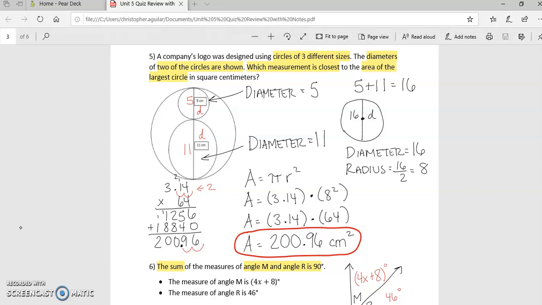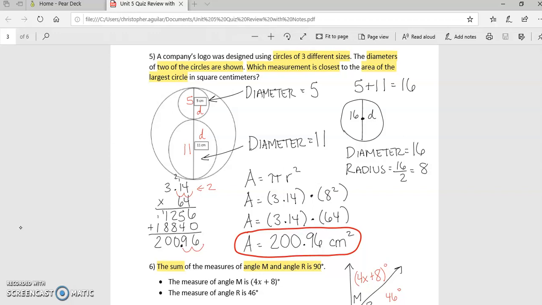So the diameter, the line running from one side to the other, is 5 centimeters for the small circle. The diameter is 11 centimeters for the medium circle. So that means if I add them together, because the line goes from one end of the big circle to the very edge of the other, 5 plus 11 would be equal to 16. So the diameter of the big circle is 16 centimeters. So that means that the radius is going to be found by dividing 16 into 2. So 16 divided by 2 is 8. That means the radius of this very large outside circle is equal to 8 centimeters.